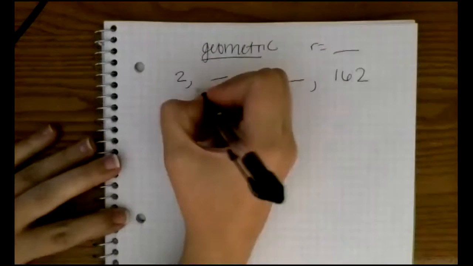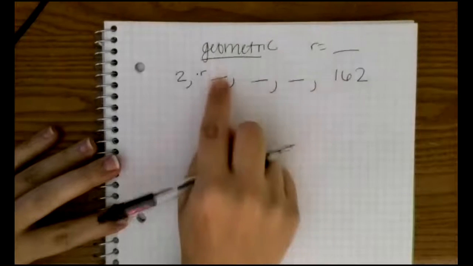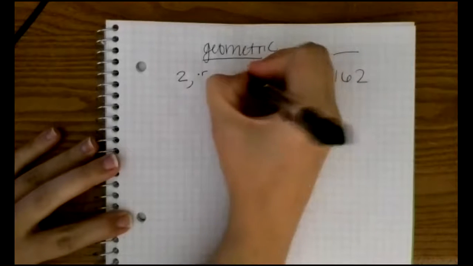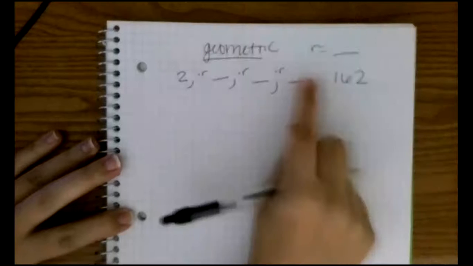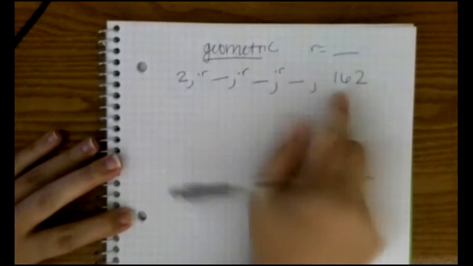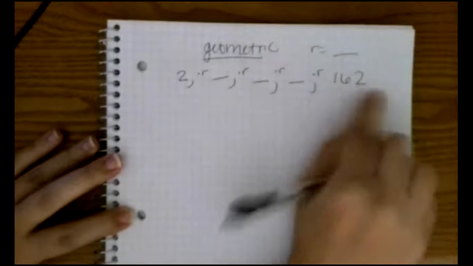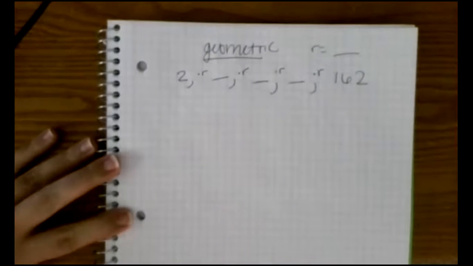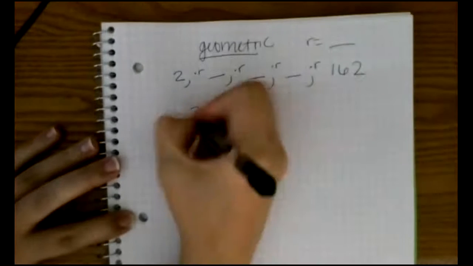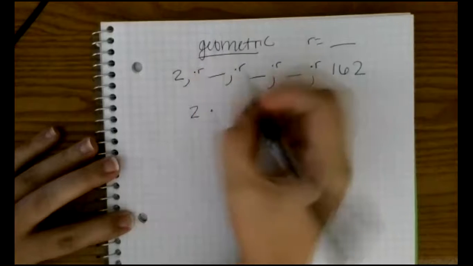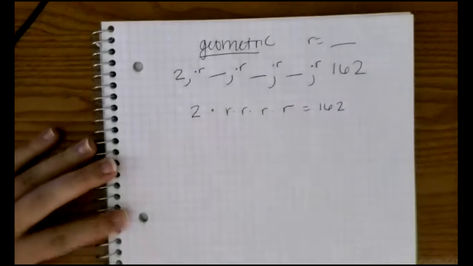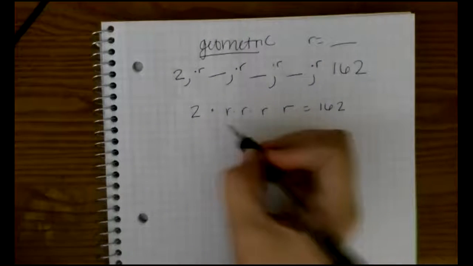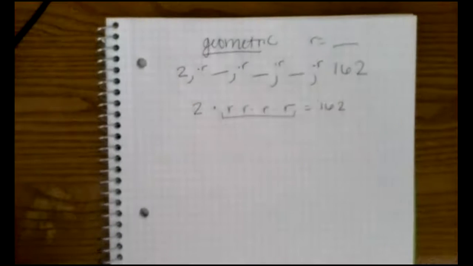So 2 times r gets me to the second term. Times r again gets me to the third term. Times r again gets me to this fourth term, and then times r one more time gets me to 162. So if I wanted to set an equation up, 2 times r times r times r times r is 162. Now, a different way to write r times r times r times r is r to the 4th power.